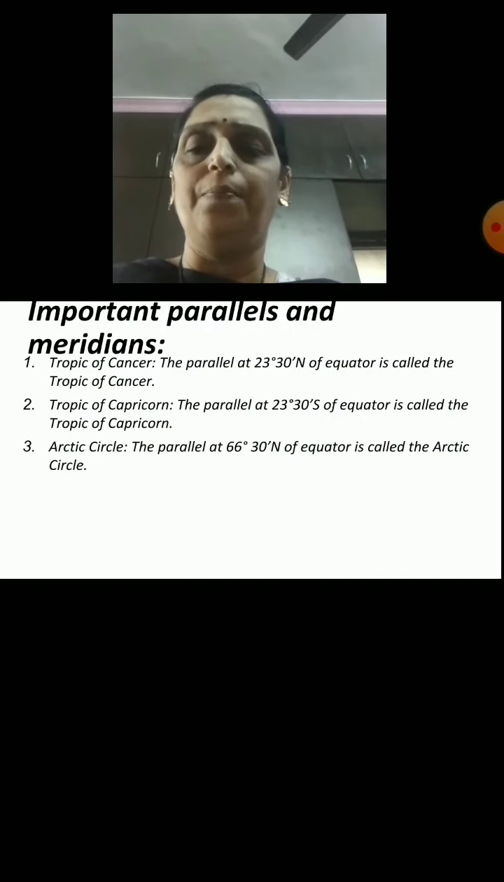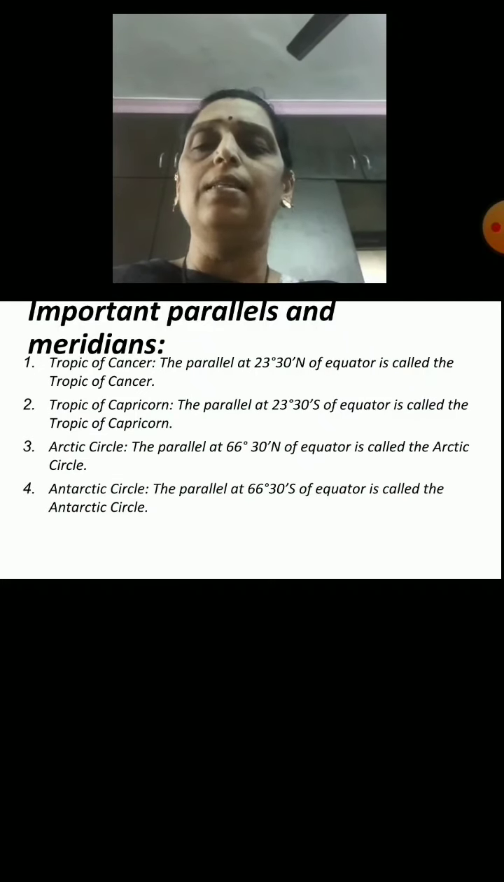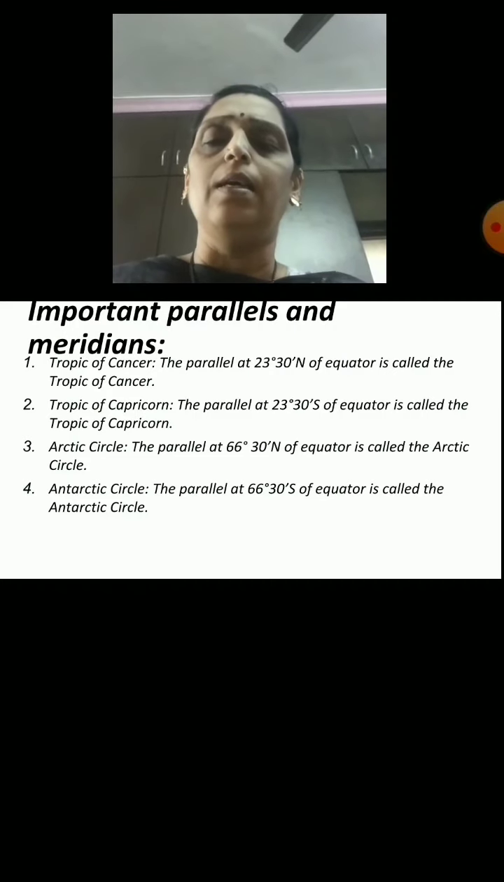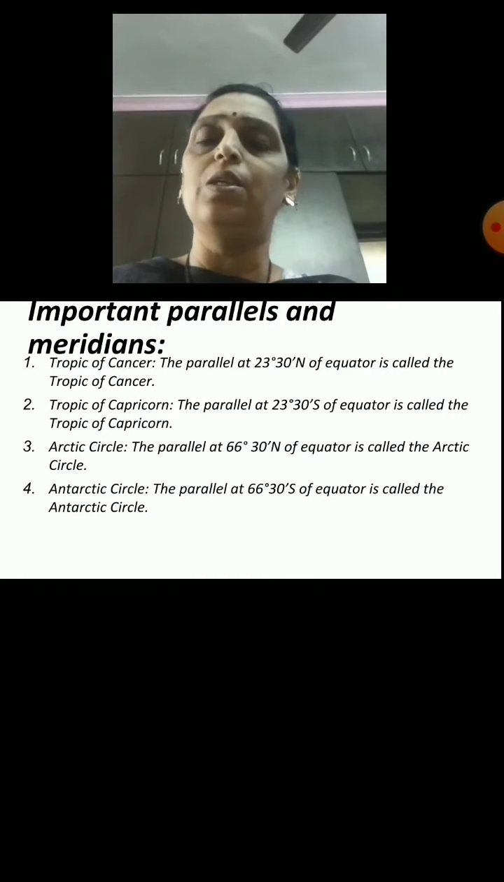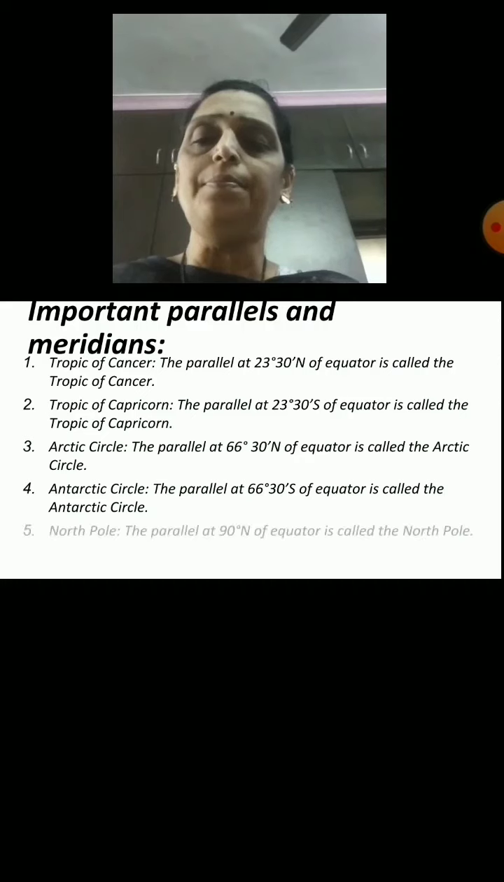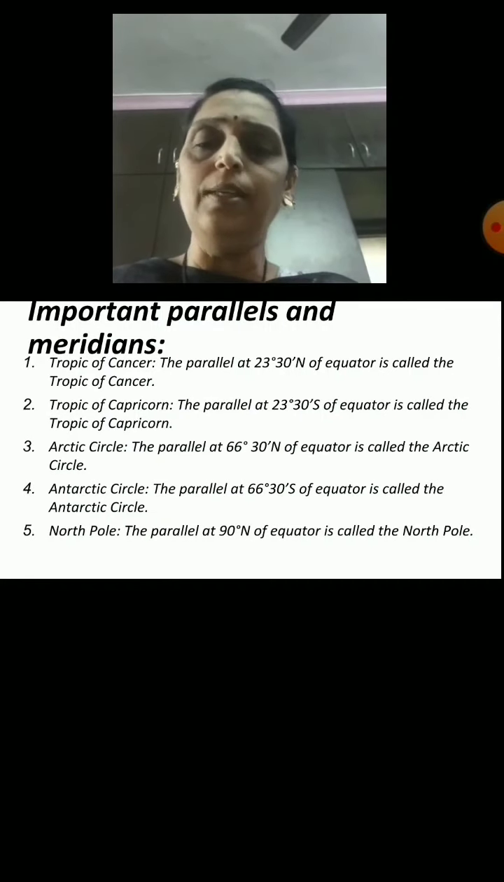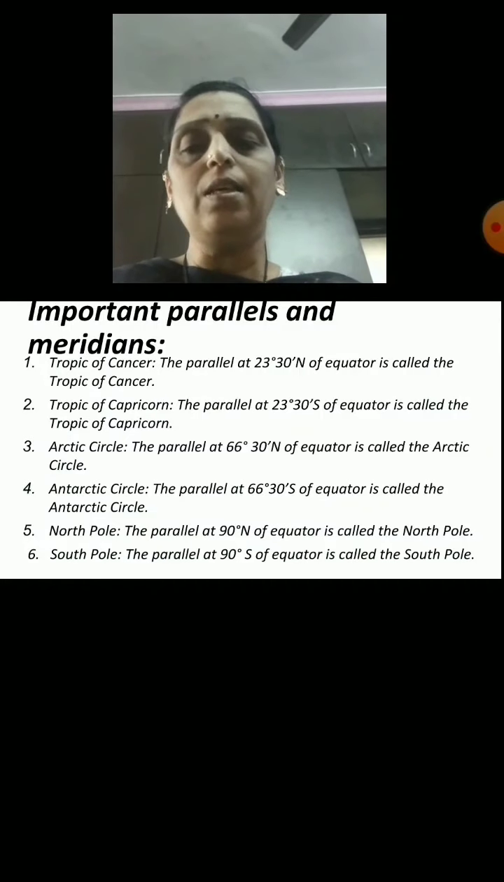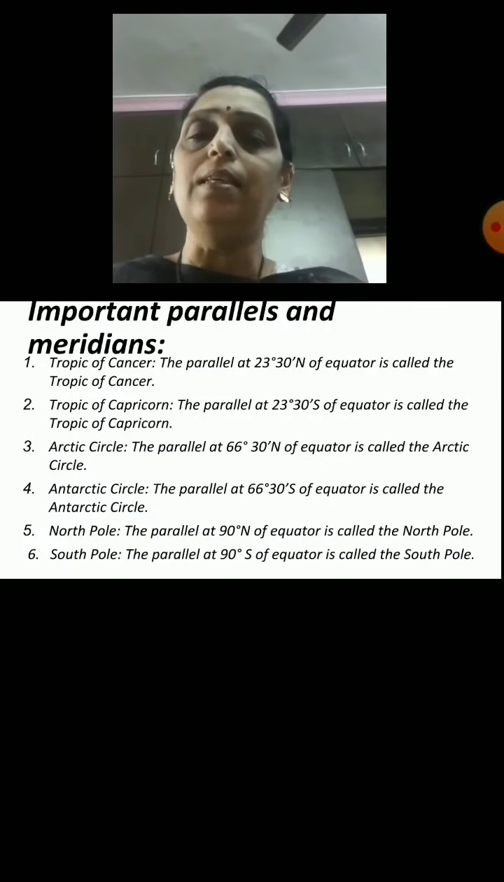Arctic Circle. The parallel at 66 degree 30 minute north of equator is called Arctic Circle. Antarctic Circle. The parallel at 66 degree 30 minutes south of equator is called Antarctic Circle. Now the North Pole. The parallel of 90 degree north of equator is called the North Pole. And the last was the South Pole. The parallel at 90 degrees south of equator is called the South Pole.